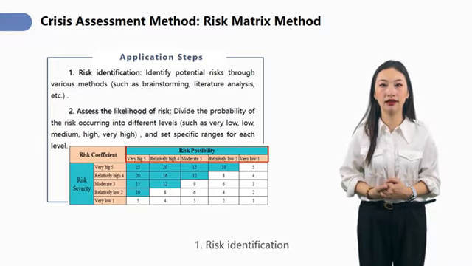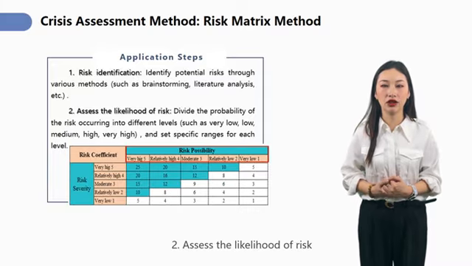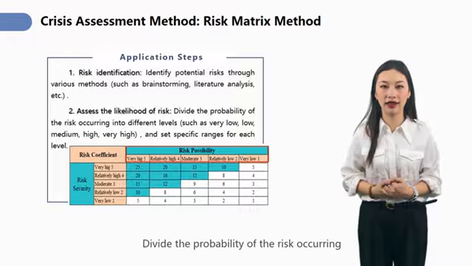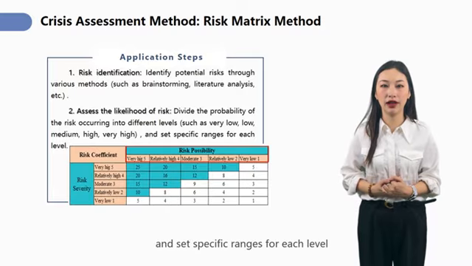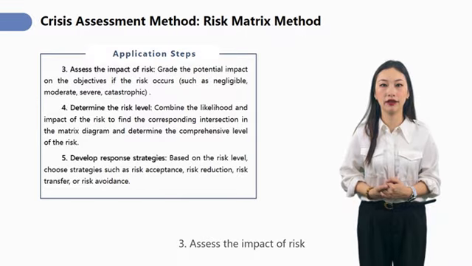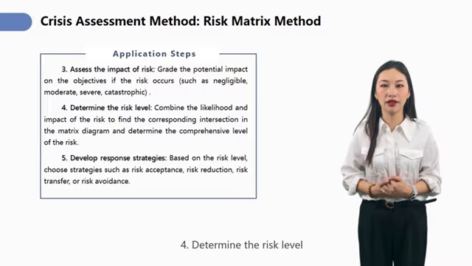Application steps. 1. Risk identification. Identify potential risks through various methods, such as brainstorming, literature analysis, etc. Point 2. Assess the likelihood of risk. Divide the probability of the risk occurring into different levels, such as very low, low, medium, high, very high, and set specific ranges for each level. 3. Assess the impact of risk. Grade the potential impact on the objectives if the risk occurs, such as negligible, moderate, severe, catastrophic.